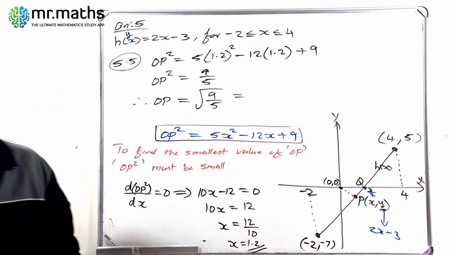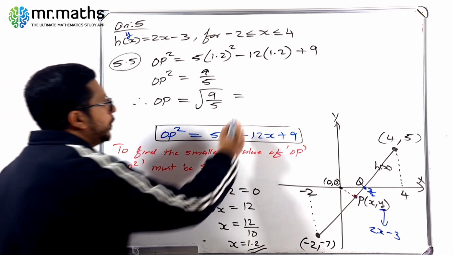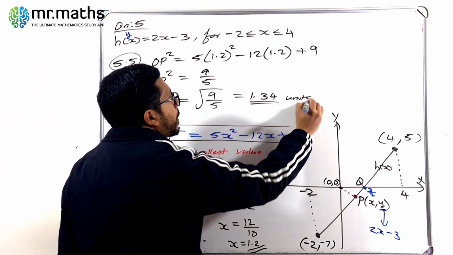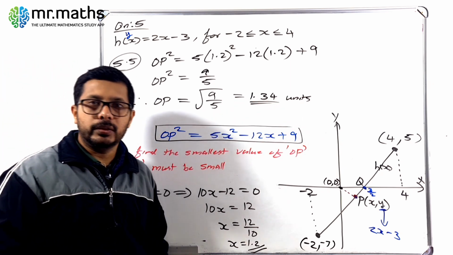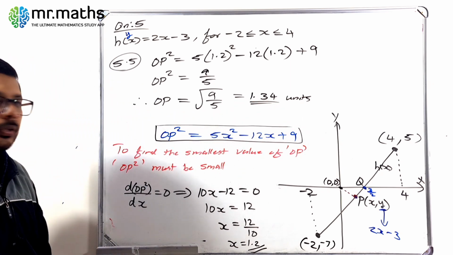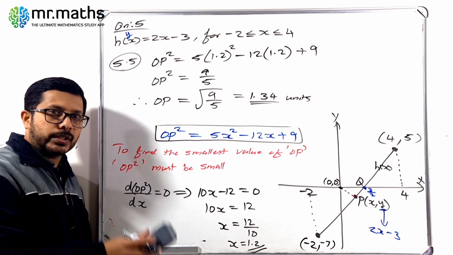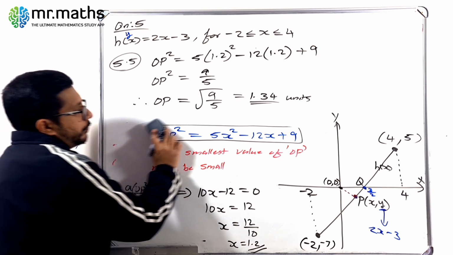So check in your calculator. It is 1.34. That means the smallest distance between O and P is 1.34 units. Okay, so you can see that this question is a combination of these graphs and function and calculus section ideas. Okay, so that is question number 5.5.